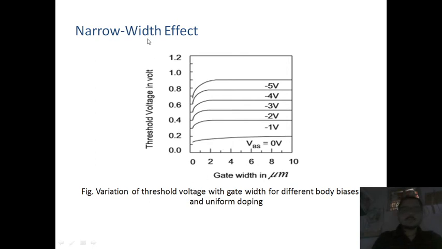This is the narrow width effect. The narrow width effect is nothing but when you decrease the gate size, when the gate is thinner, at that time the threshold voltage decreases. This is due to the short channel device.